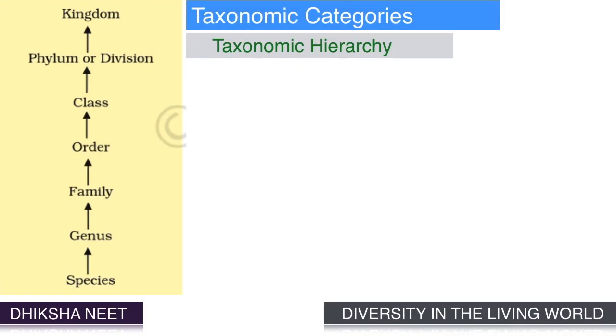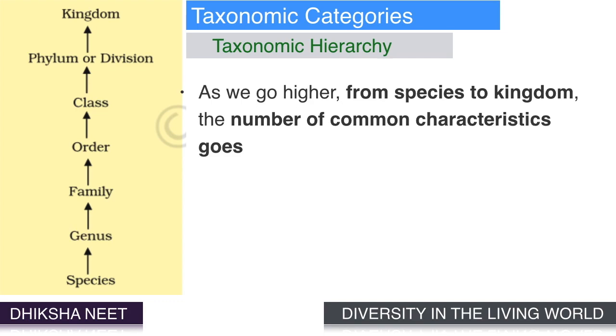Taxonomic hierarchy. The taxonomic categories, from species to kingdom, have been shown here, in ascending order, starting with species in the bottom. These are broad categories. However, taxonomists have also developed subcategories in this hierarchy to facilitate more sound and scientific placement of various taxa. Looking at the figure, can you recall the basis of arrangement? As we go higher, from species to kingdom, the number of common characteristics goes on decreasing.